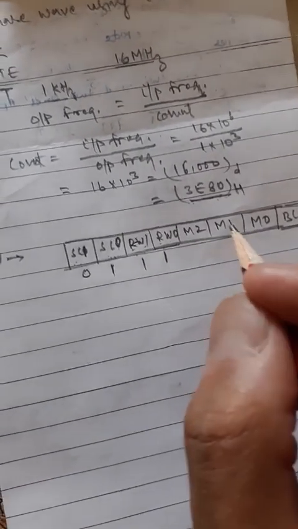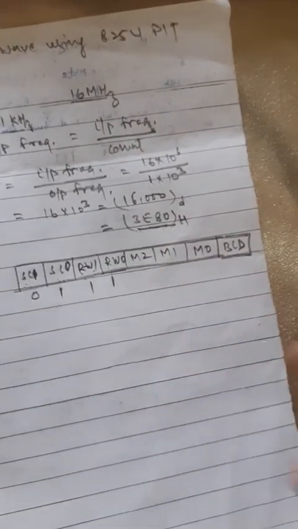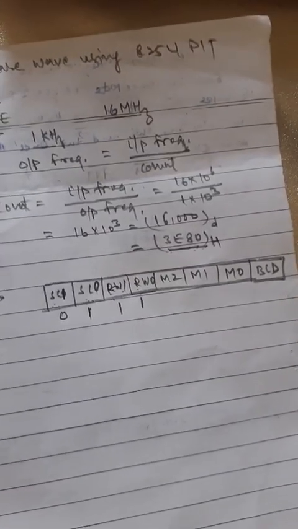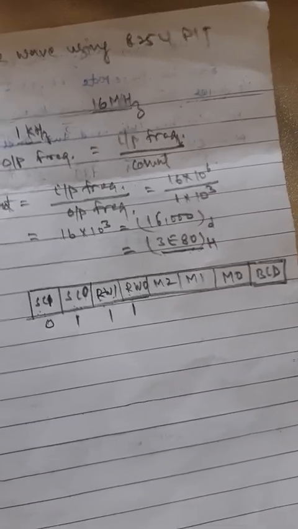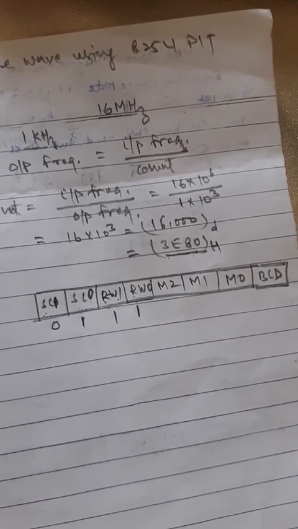Now we want to produce a square wave, so mode 3 will be used for producing the square wave. Mode 2 is for the rate generator. So if you are asked to produce a rectangular wave, then you will use mode 2.